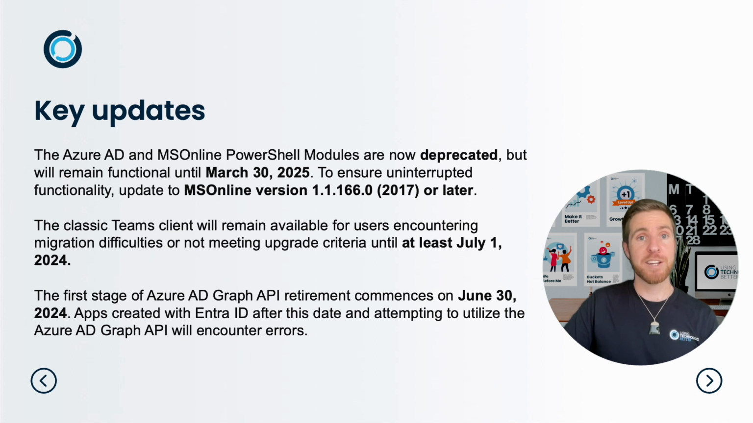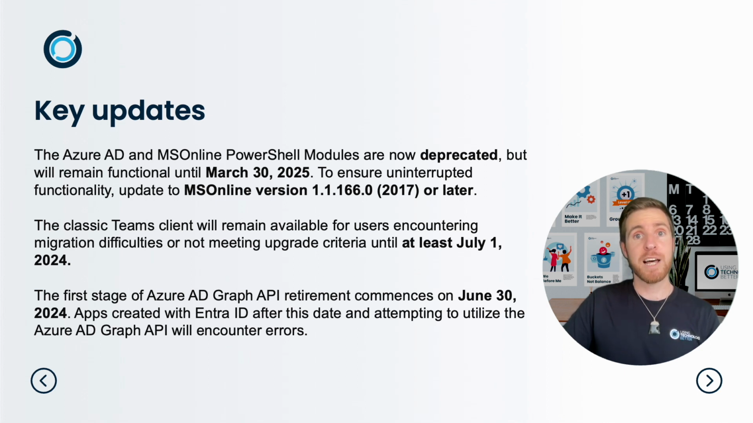First up, we have Azure AD and MS Online PowerShell modules. They have now been officially deprecated, but will continue to work until March 30th, 2025. You'll need to update to the MS Online version 1.1.166.0 2017 or later for uninterrupted functionality. Alternatively, I highly recommend you start looking into Microsoft Graph as a new avenue for accessing these same features.